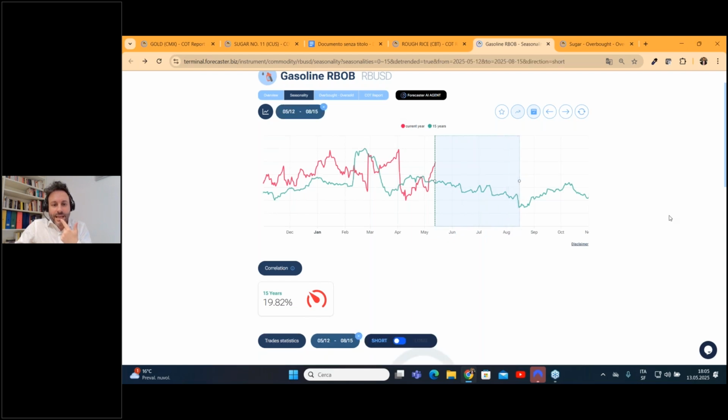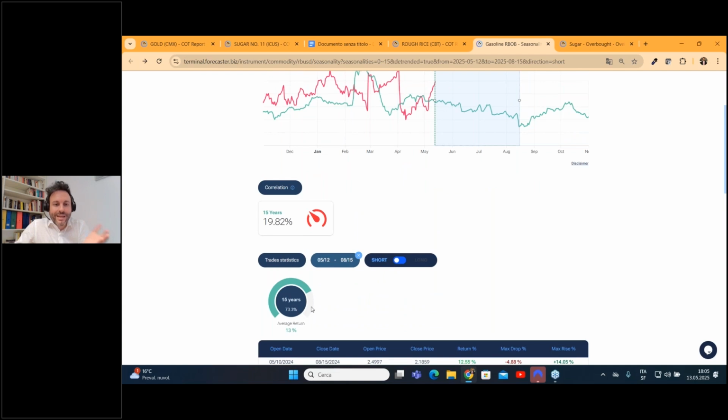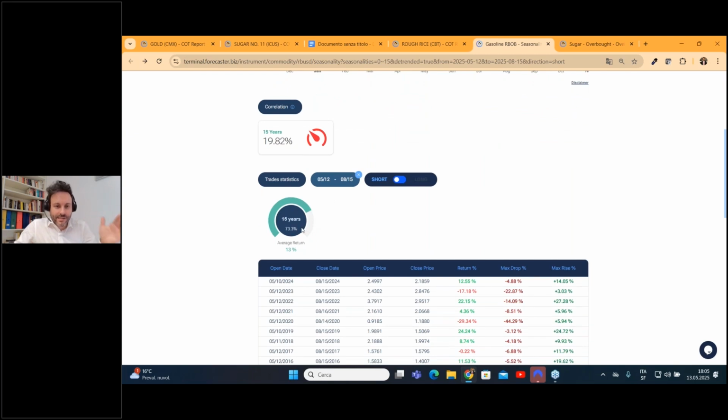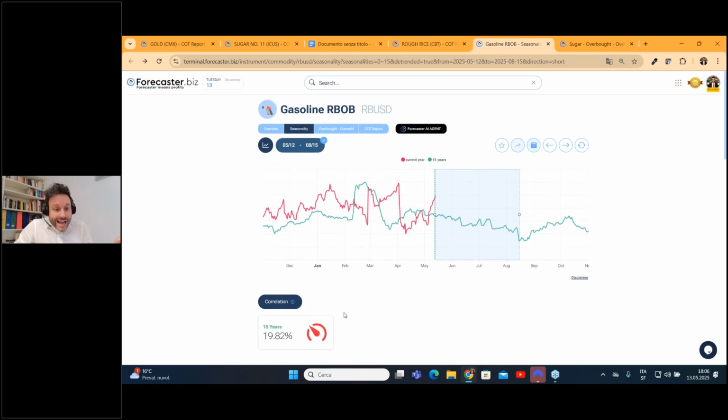So for example, in this case, historically speaking, we have a potential short period, because look, in the last 15 years, 73% have been short years in this specific period with an average return of 13%. If we had a long, we had a profit only in 26% of cases with an average return which is lower than the short. So this time window, historically speaking, was short, but right now prices are moving exactly the opposite. So we can expect the opposite.